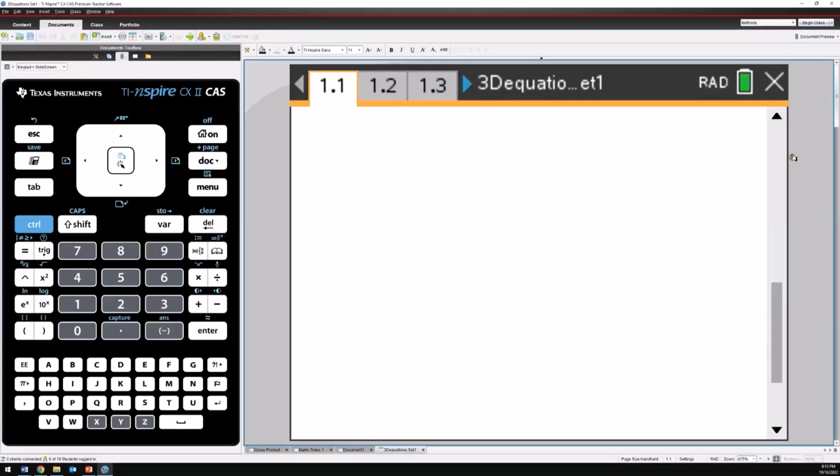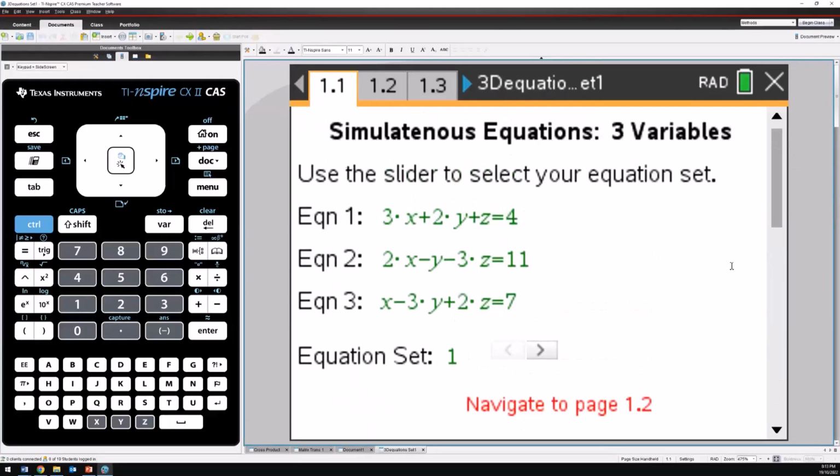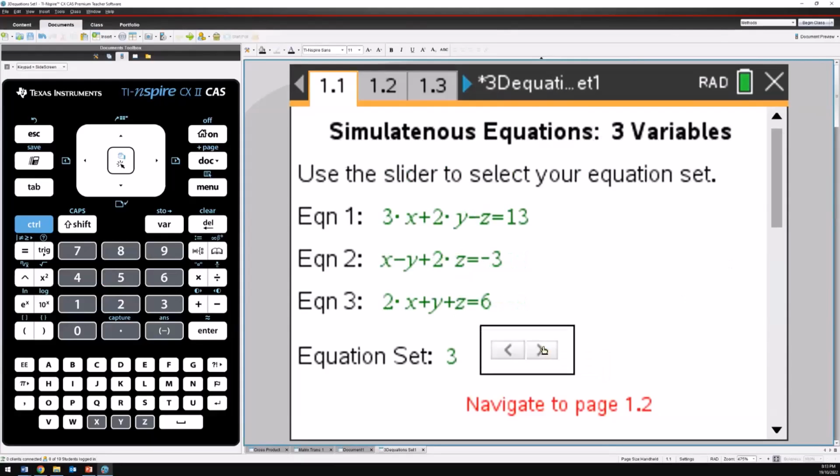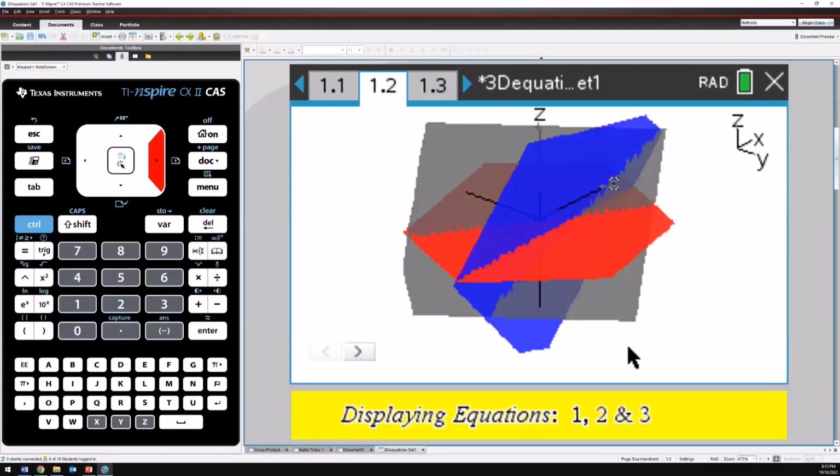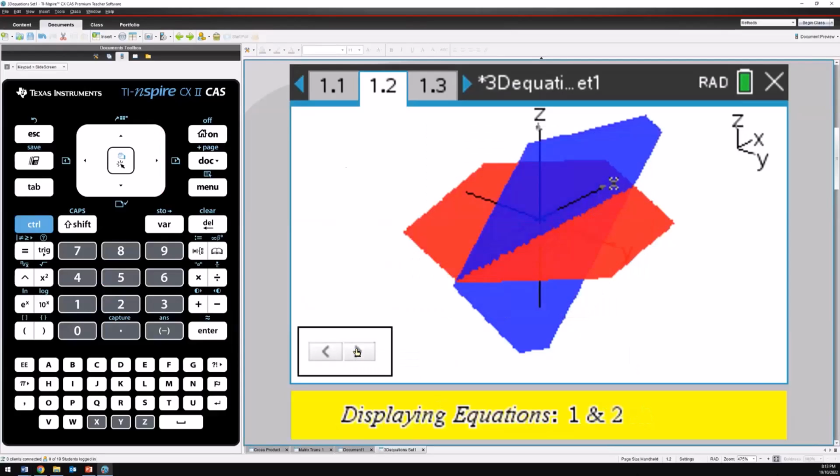So it says use a slider to select the equation set that you want to solve, so we can choose between different sets of equations. And then once we've chosen our set of equations, we navigate onto page 1.2, and it looks a bit messy, but you can toggle some of the graphs on and off.